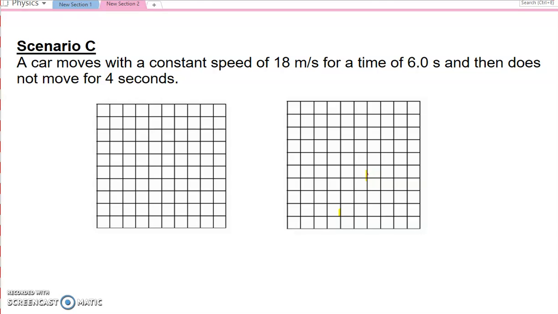Alright, a car moves with a constant speed of 18 meters per second for a time of 6 seconds and then does not move for 4 seconds. So if I'm looking at times here, I've got 6 seconds and 4 seconds, giving me a total of 10. So on both my axes here, I'm going to start at 0 and go up to 10.